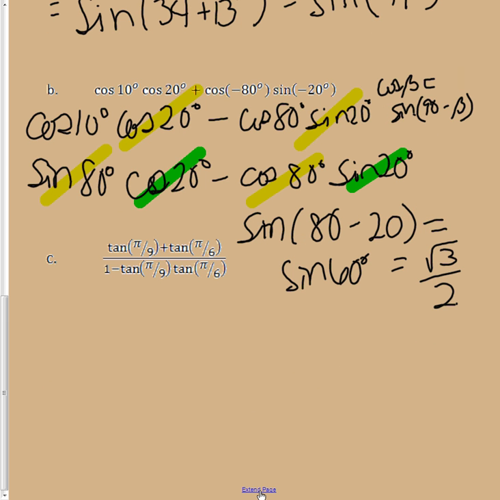So I'm going to let you guys do C, and remember it's tangent, and remember what I said about tangent. So let me give you the answer on that. Make sure you guys are comfortable with this answer.